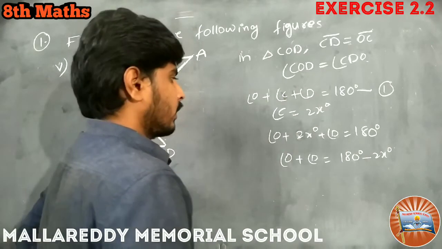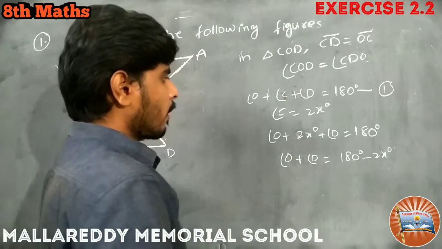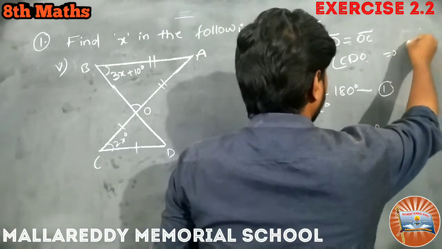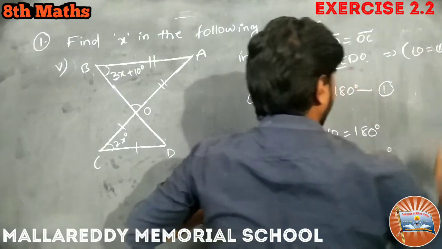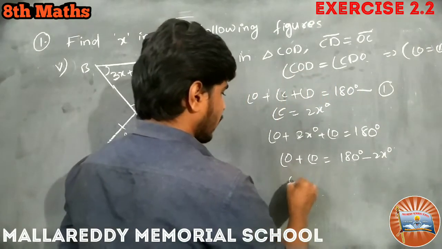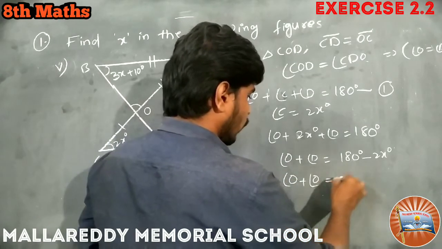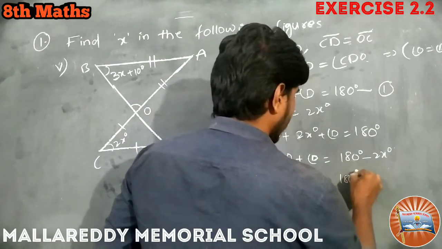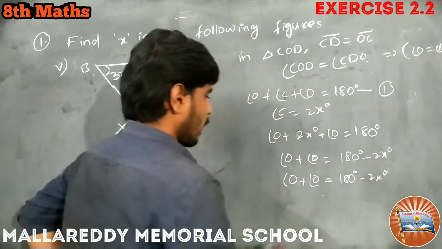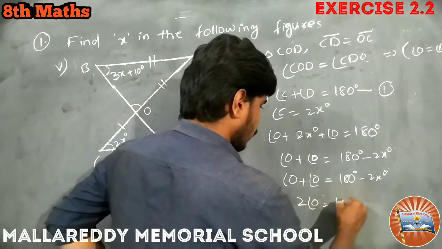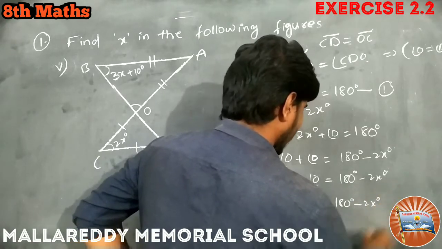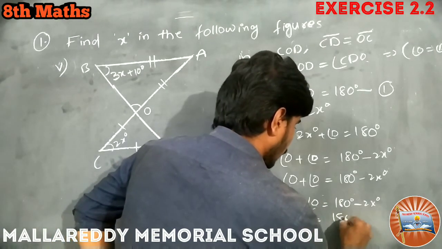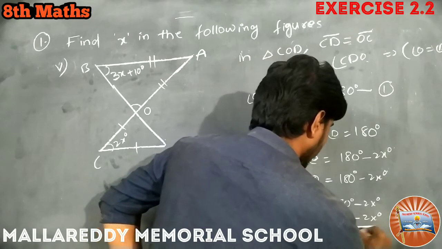Here angle COD is equal to angle CDO. It means nothing but angle O is equal to angle D, isn't it? So by that these two are equal. So I am writing here angle O plus angle O; in place of angle D I am writing angle O, and 180 degrees minus 2x degrees as it is. So this is 2O is equal to 180 degrees minus 2x degrees. So angle O is equal to (180 degrees minus 2x) by 2.